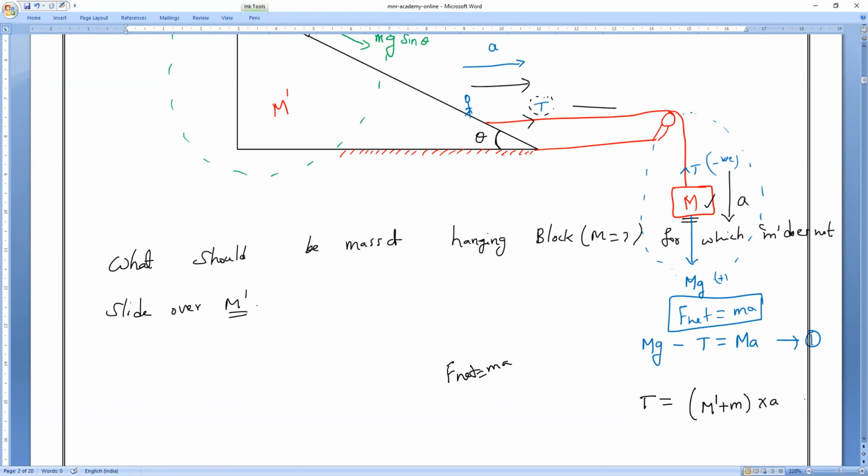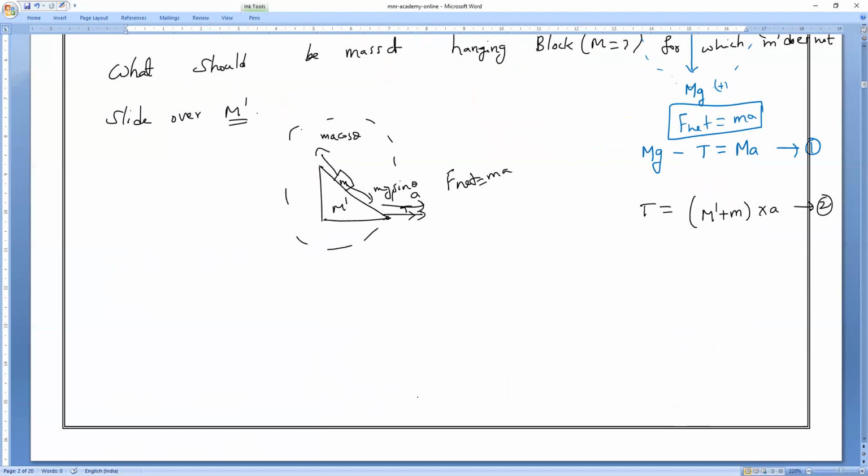Do you all agree with me? If you want, you can draw that one. There is a mass with ma cos theta, and acting downward mg sin theta. Both are considered as a single system, so only acceleration A, and a single force is acting, which we call tension. So what equation will come? Tension T is equal to M dash plus M. And the first equation: capital Mg minus capital T is equal to capital MA.